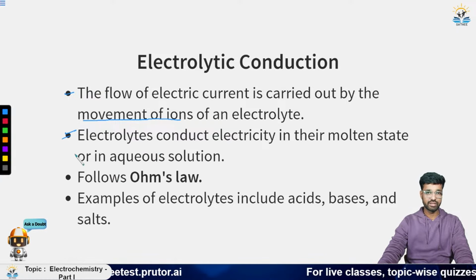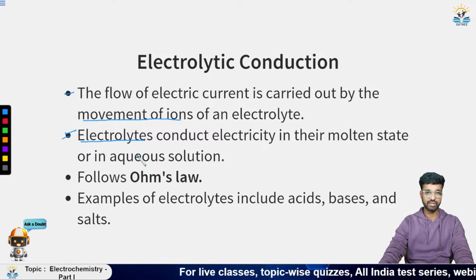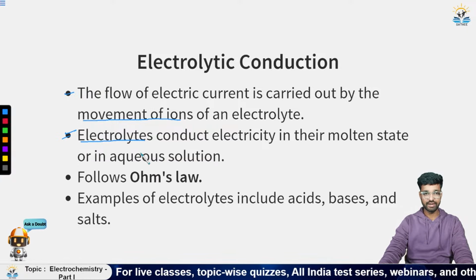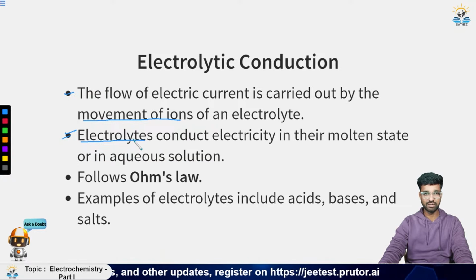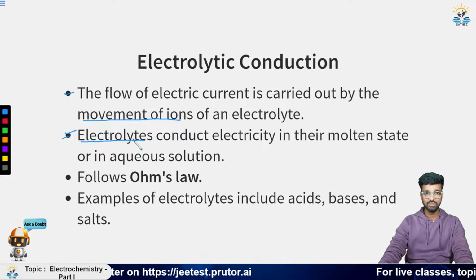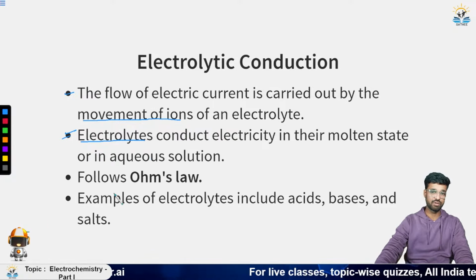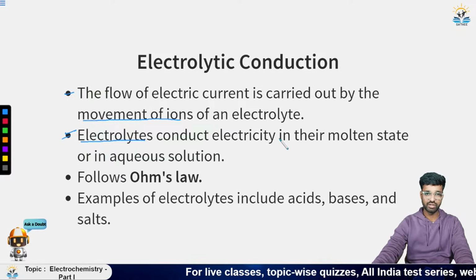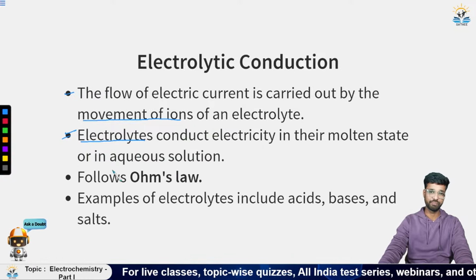Now, the second point is that the electrolyte must be in the molten state or the aqueous state. The meaning is that you cannot conduct electricity if the electrolyte is in the solid state. Likewise, if you have NaCl, that is sodium chloride salt, and you just use the sodium chloride powder to conduct electricity, it will not even be possible. For that you have to dissolve the sodium chloride into water, that is the aqueous form, or you can get the molten state also for some electrolytes.